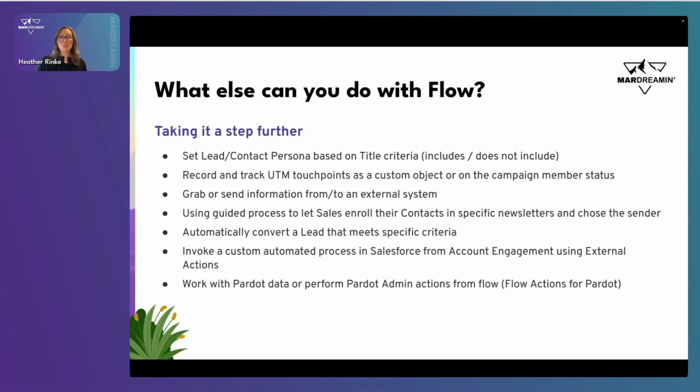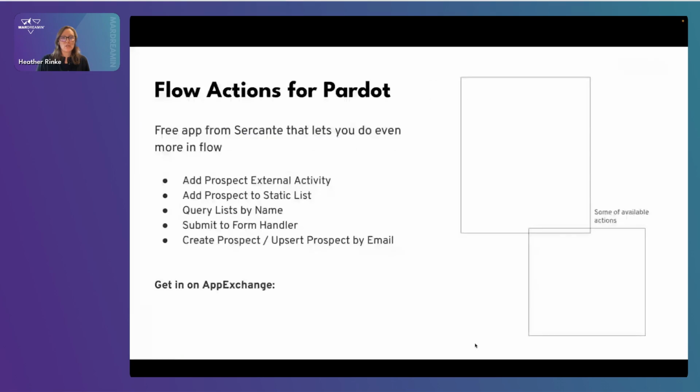You can sync information between an external system. This can be helpful if you need to get information from your ERP, for example, or anything that has a published API. We talked about using it for guided process, and also using it to convert a lead. We looked at external actions earlier, but there are probably a lot of different use cases. And then also using third-party tools like Flow Actions for Pardot to work directly with Pardot data or perform Pardot admin actions.